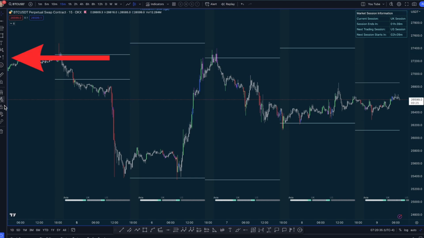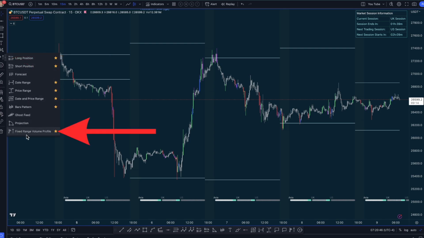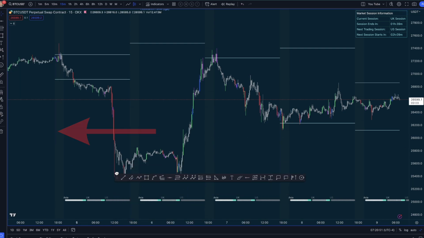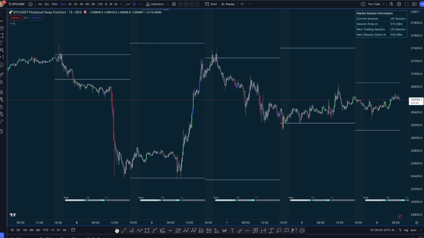Now, on your tools here on the side, you go to this one here, number 7 down, and click on the arrow, and it's this one here, fixed range volume profile. If you just star it, then that will add it to your little menu item thing here, and then anytime you want to use it, you just click on it.